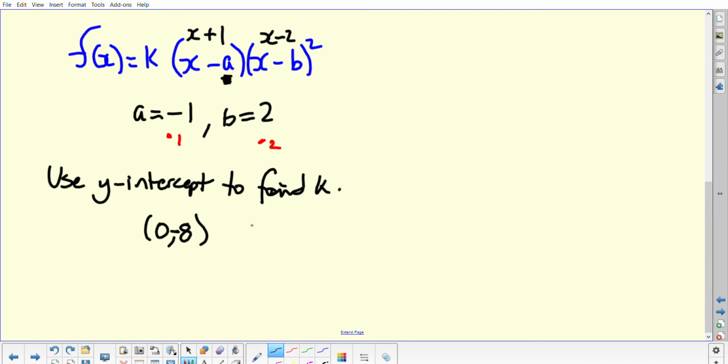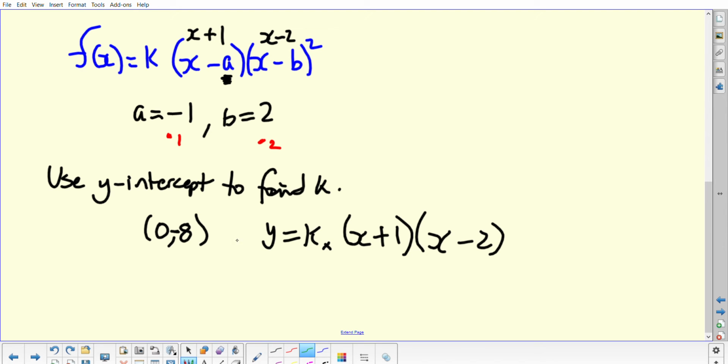So we are subbing into f of x, or y equals k times x plus 1 and x minus 2, because we've worked out what a and b are. And we're then going to have minus 8 is equal to k times 0 plus 1, 0 minus 2. And notice at the moment that's not correct.